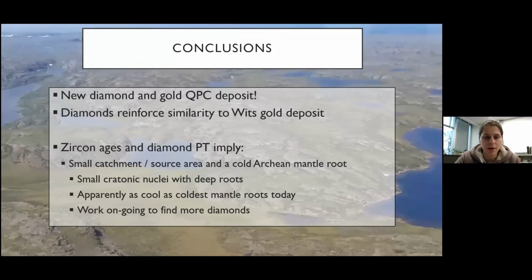gold. And the zircon ages and the diamonds' pressure-temperature estimates imply that we must have had quite a small catchment and source area and very cold Mesoarchean mantle roots, and that we had very small Proterozoic nuclei with very deep roots, and that these were as cool as some of the coldest mantle roots today. And there's still work ongoing to find more diamonds.